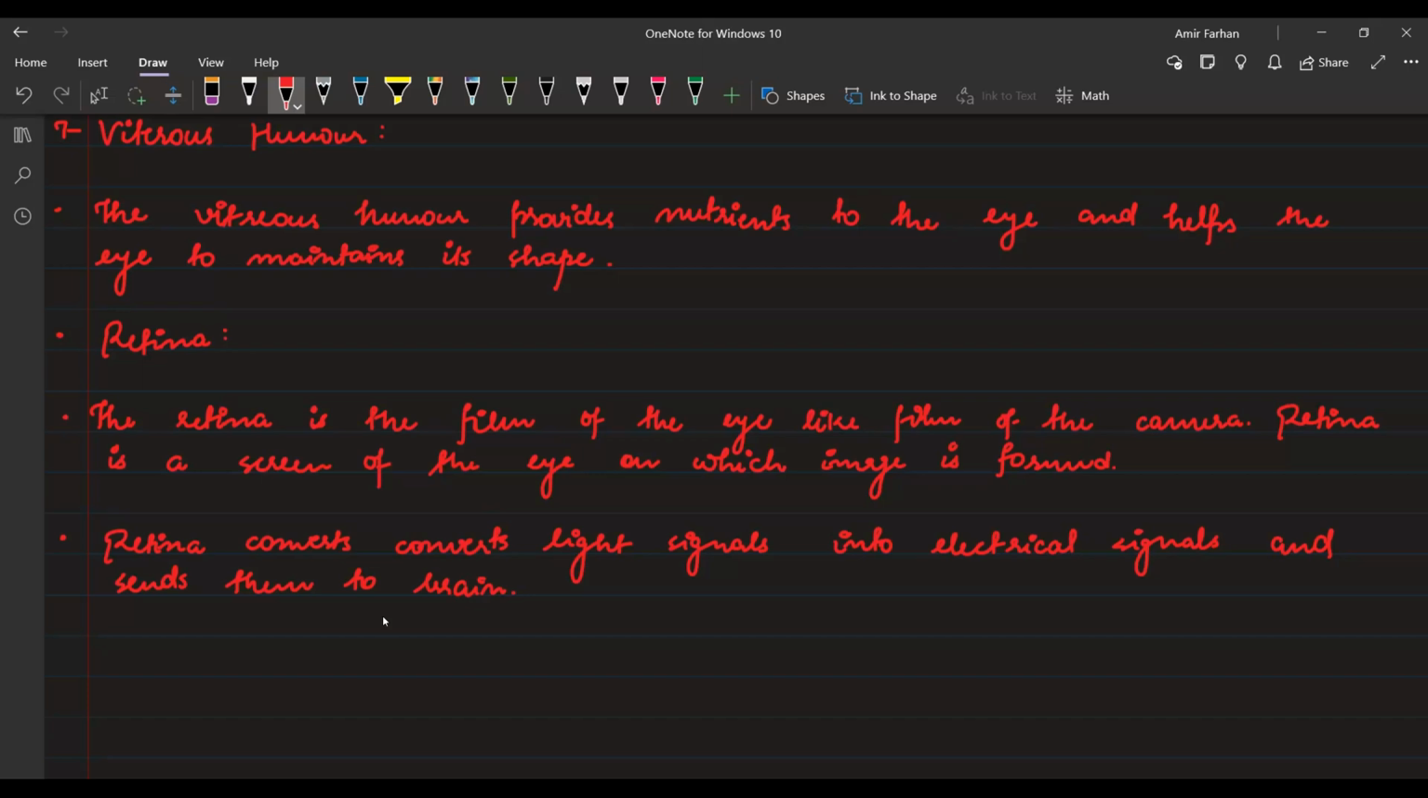Why did you put electrical signals over there? Because our mind works on electric signals, pulses. Our mind cannot manipulate light signals.